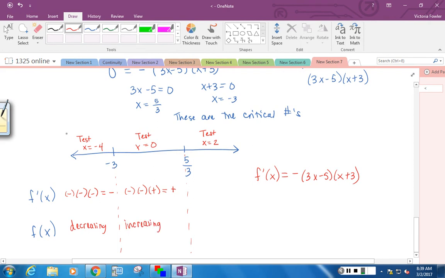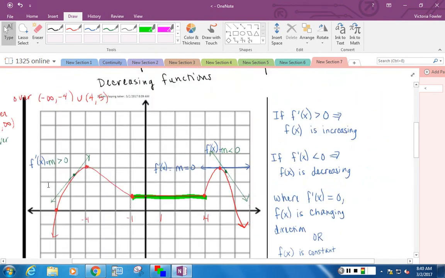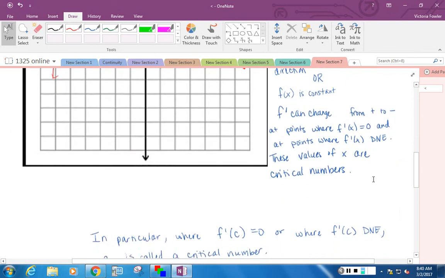A positive slope meant my function was increasing. I can rewind, or if I want to on mine, I can scroll back up and see exactly what we're talking about, the slope of that tangent line being positive.